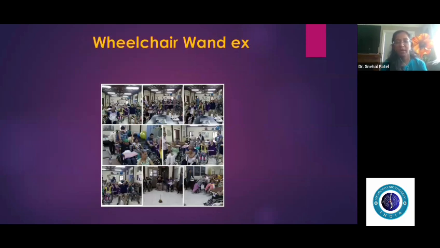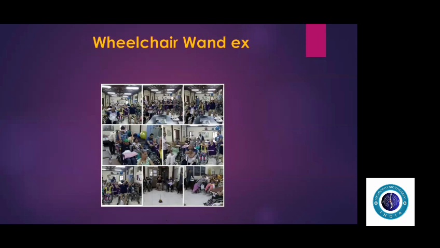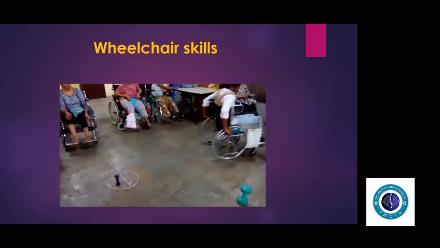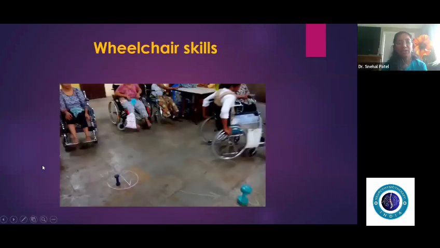So these are the group therapy for all the patients. And also the last two pictures, it is a fun activity. At the end of the session, you can give some play therapy kind of throwing the ball at the targets. So you can give points to individual persons. So these are the exercises for the wheelchair skills training.